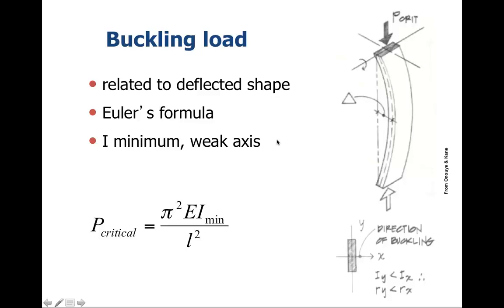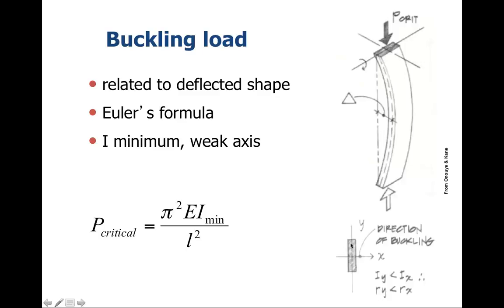So, in terms of the buckling load, again, this is going to be related to the deflected shape. Here we use Euler's formula, and Euler's formula comes down to two factors, E and I. E comes back to our modulus of elasticity, or what is the stiffness of the material. I would be the moment of inertia in the minimum direction.